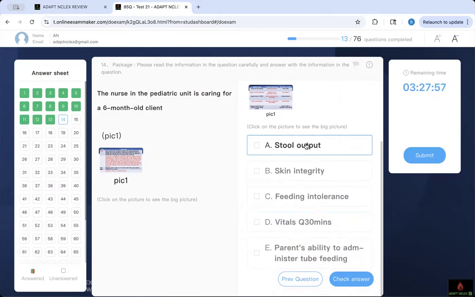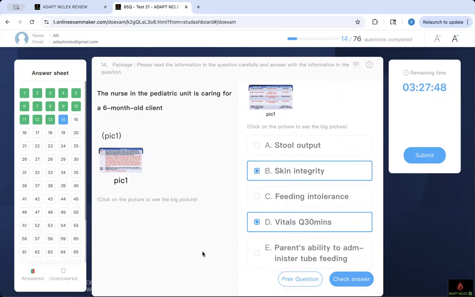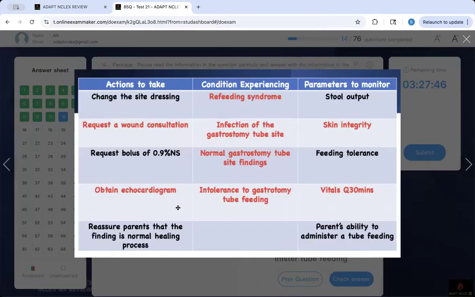If you know the patient is septic, you have to check their vitals. And then you have to clean the area to make sure there's no more infection. Skin integrity. This is bow tie. Therefore, how do you answer this bow tie question?